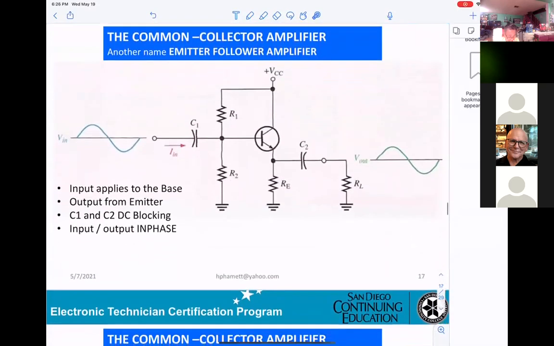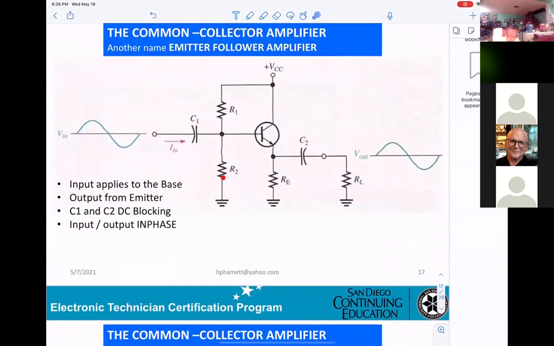Okay, and then they're telling you right here the circuitry for the common collector. So the input goes to the base. However, the output is from the emitter. Okay, and the input and output are in phase. And they say right here, input applied to the base, output from the emitter, C1, C2 DC blocking. Input and output will be in phase. That summarizes the minimum. When you're looking at the circuitry, you can answer.